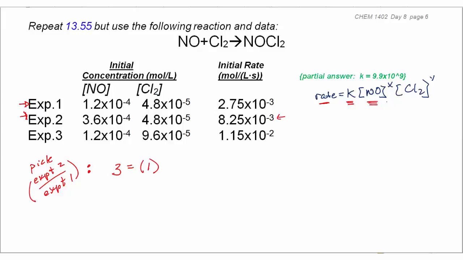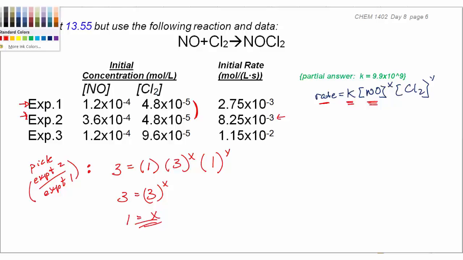Concentration of NO raised to the x: 3.6 times 10 to the negative 4 divided by 1.2 times 10 to the negative 4. You get 3 raised to the x. Concentration of chlorine raised to the y. So you divide chlorine's concentrations, it didn't change. So you just get 1 raised to the y. So our equation ends up being 3 equals 3 to the x. Everything else is just 1. So my x is going to be 1.